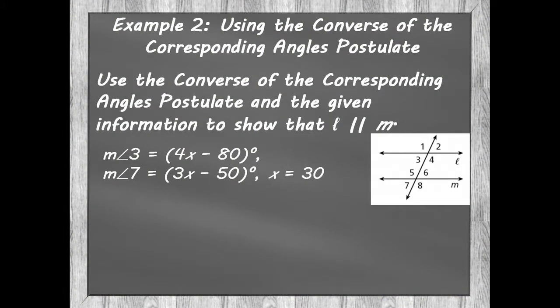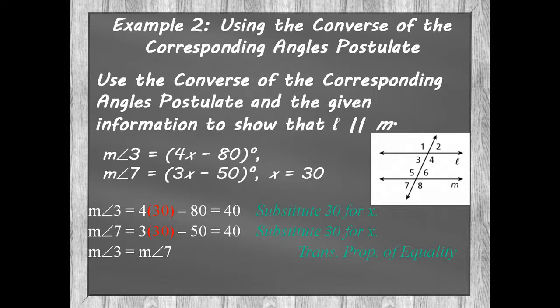We can look and see that we have corresponding angles 3 and 7. And we're given that the measure of angle 3 equals 4x minus 80 degrees. The measure of angle 7 is 3x minus 50 degrees, and x equals 30. If we go ahead and substitute in 30 for our x, we get that the measure of angle 3 equals 40 degrees, and the measure of angle 7 is 40 degrees.